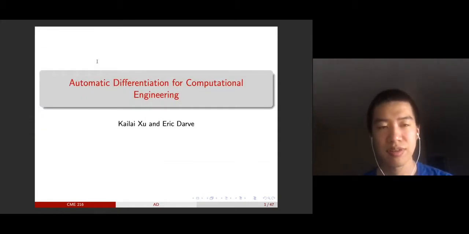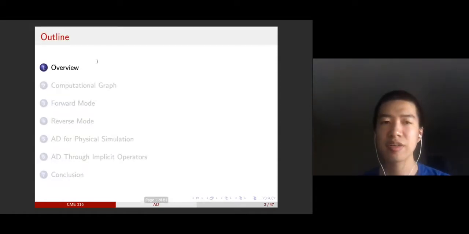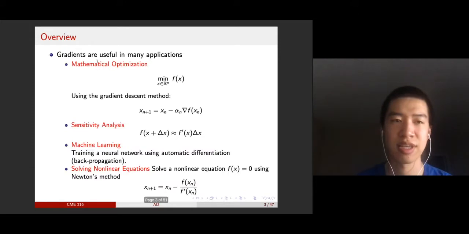Hello everyone. For this and the next few lectures, I will be teaching about automatic differentiation and inverse modeling for computational engineering. This lecture will be the overview of automatic differentiation, and for the next few lectures, I will be teaching about automatic differentiation and inverse modeling details.